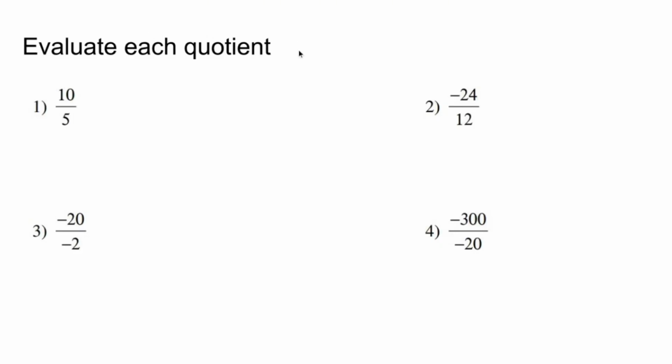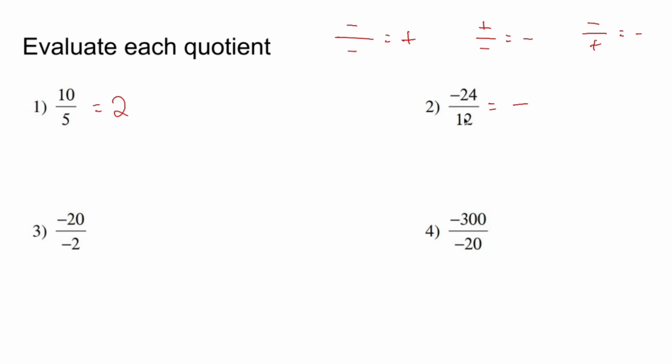Evaluate each quotient. We're just doing division here. So right off the bat, we have something lovely. 10 divided by 5, 2. I can handle that. Oh, but negatives. Remember, a negative divided by a negative becomes a positive, right? A positive divided by a negative becomes negative, and a negative divided by a positive is also negative. This is the negative divided by a positive category, which means it's going to be negative.